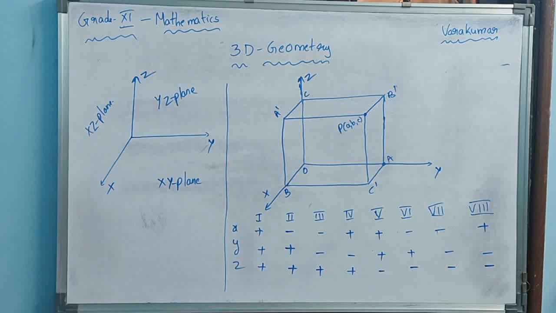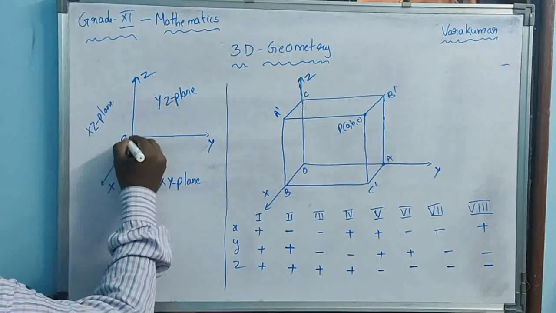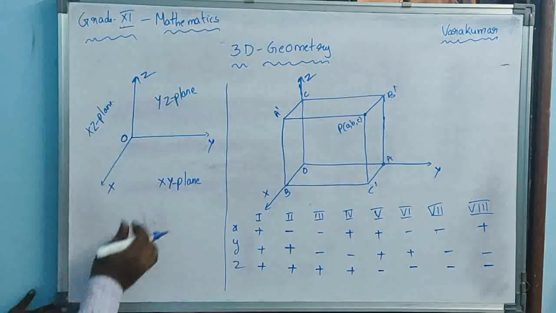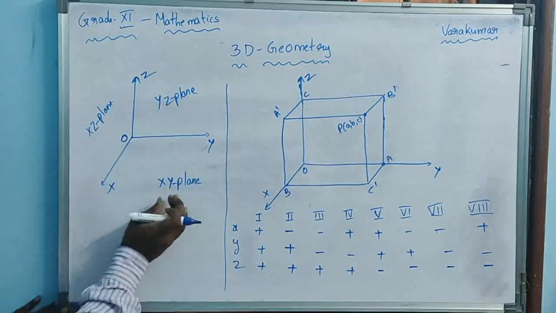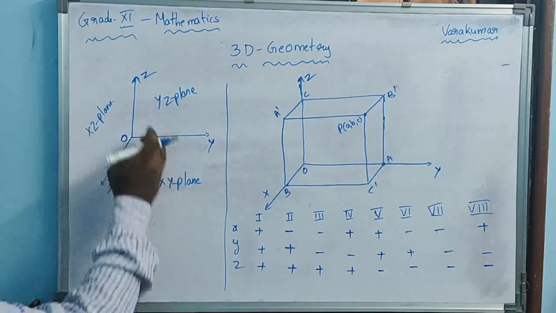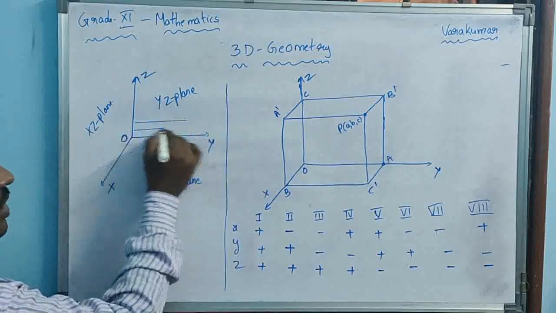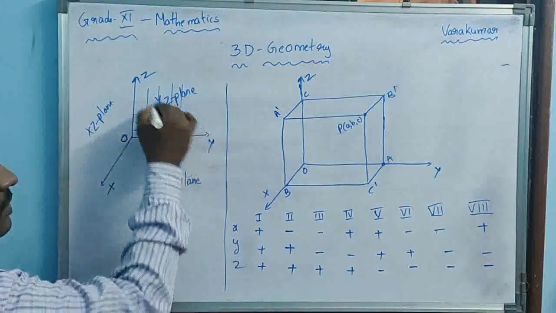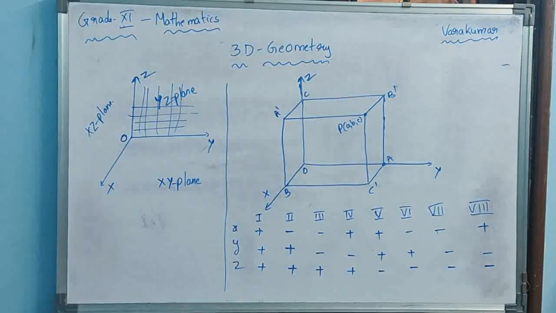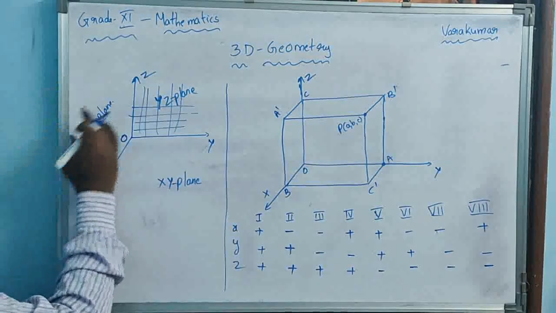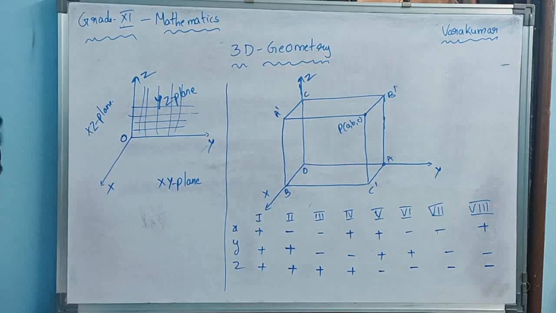Now, this is OX, OY, OZ. Now, X and Y, we can call the XOY plane, or XY plane. And this side, that plane is called the YOZ plane or YZ plane. Similarly, here X and Z are present on this side, so it is called the XZ plane. Okay, fine.